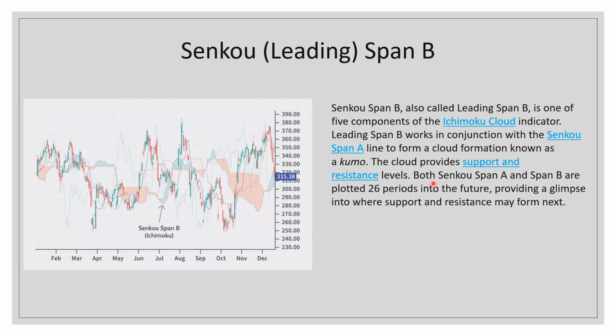Both Senkou span A and B are plotted 26 periods by default into the future. For example, EMAs are lagging indicators. They tell you what has already happened. But in the Ichimoku system, this indicator also plots the future support and resistance areas, which we will take into consideration in our next video.